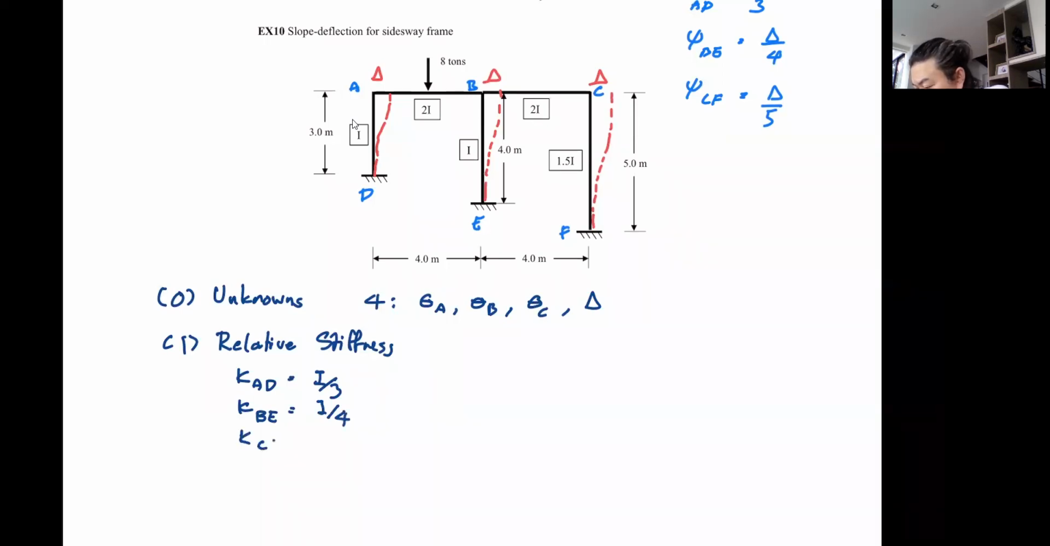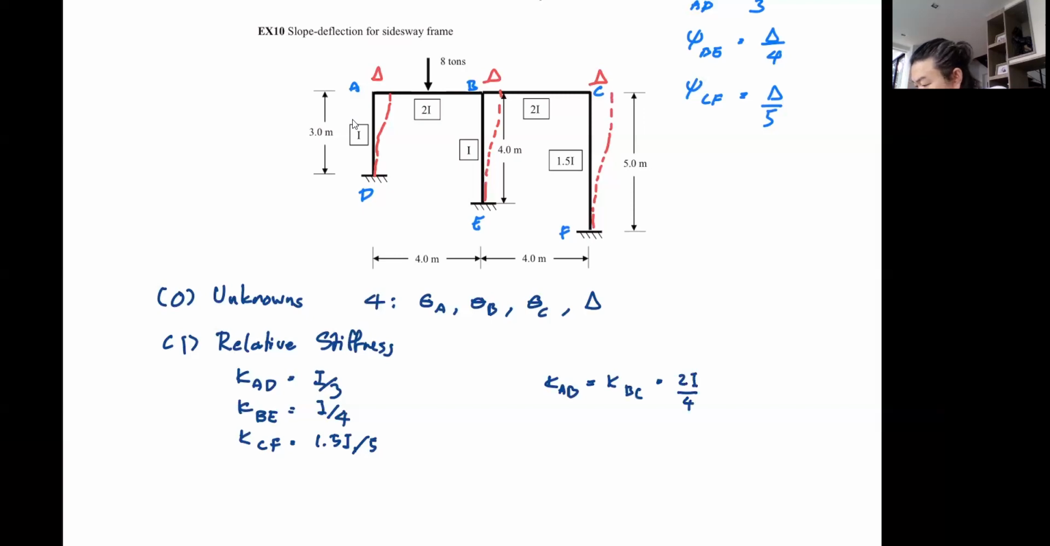KCF, that's 1.5I over 5. And then we have KAB equal to KBC, that's 2I over 4.